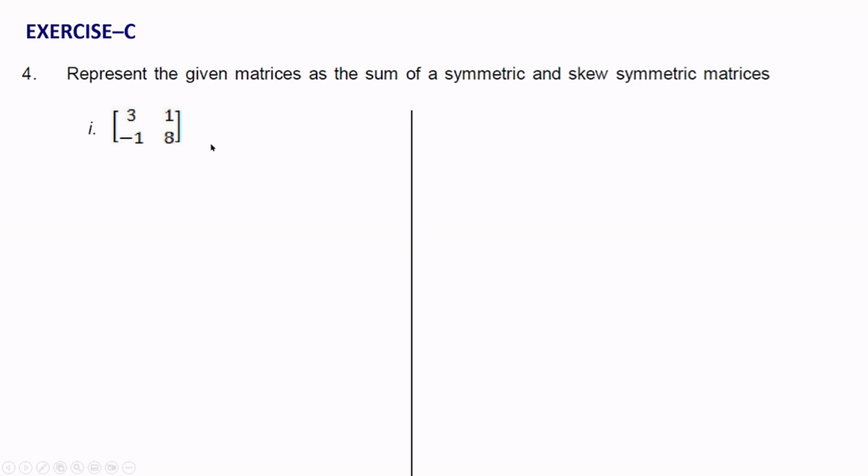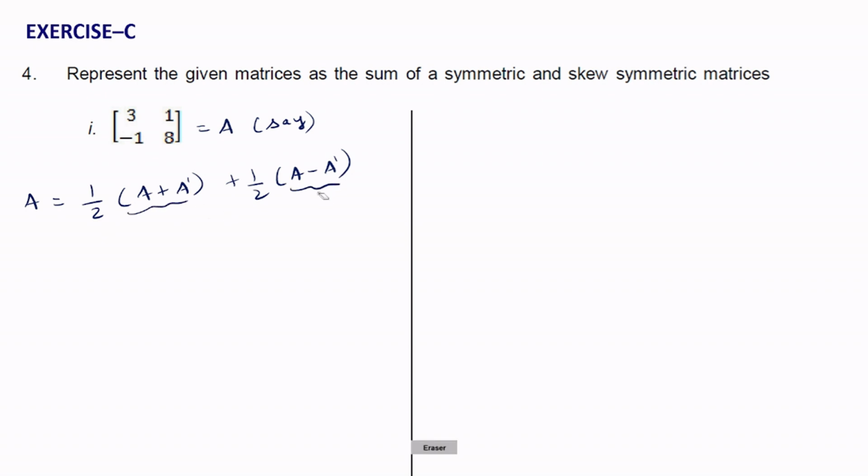Next question, represent the given matrices as sum of symmetric and skew symmetric matrix. So here let the given matrix be A. We can express A as sum of symmetric and skew symmetric matrix as A equal to half of (A plus A transpose) plus half of (A minus A transpose). Here A plus A transpose is symmetric and A minus A transpose is skew symmetric.